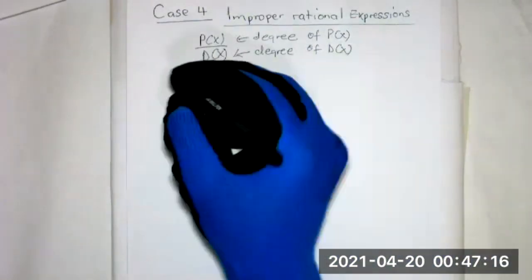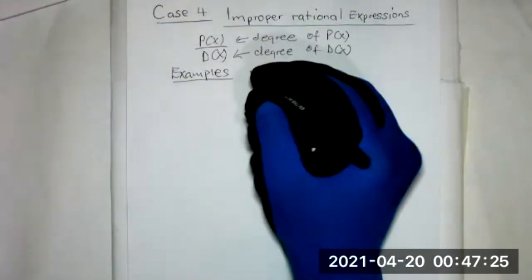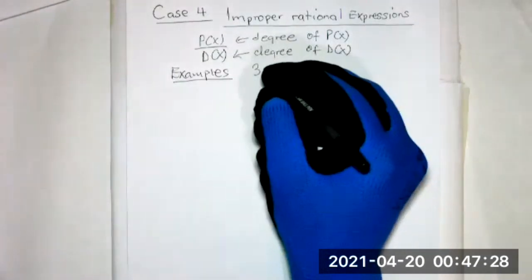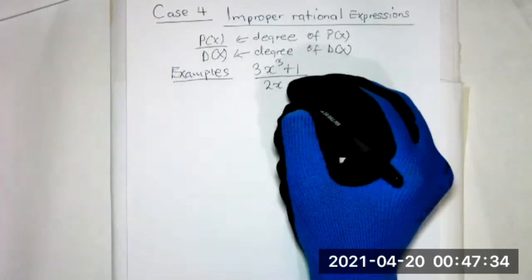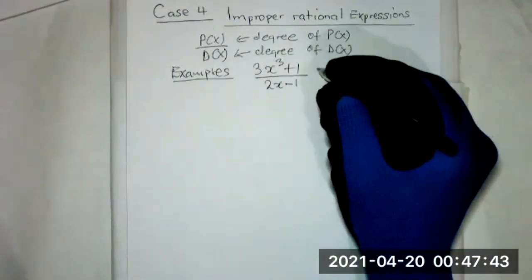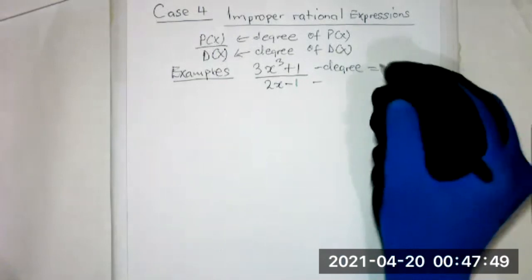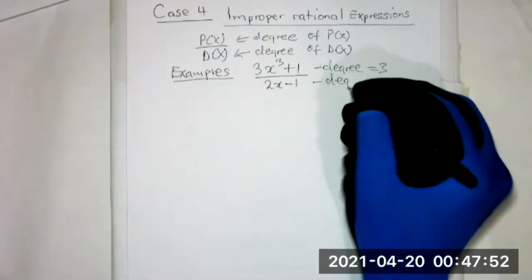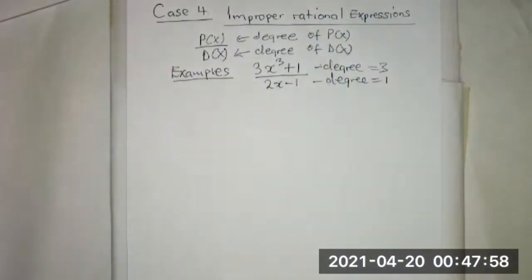Simple examples for improper rationals: we could have 3x cubed plus 1 divided by 2x minus 1. You can see that the degree in this case of P of x is greater. The degree is 3, and the degree here is equal to 1. We are looking at the highest power of the unknown.